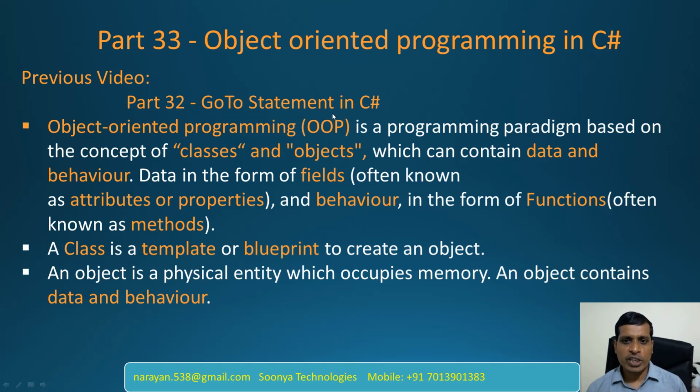What is object-oriented programming? Object-oriented programming is a programming paradigm based on the concept of classes and objects, which can contain data and behavior. Data in the form of fields, often known as attributes or properties, and behavior in the form of functions, often known as methods. We'll use classes and objects in object-oriented programming.